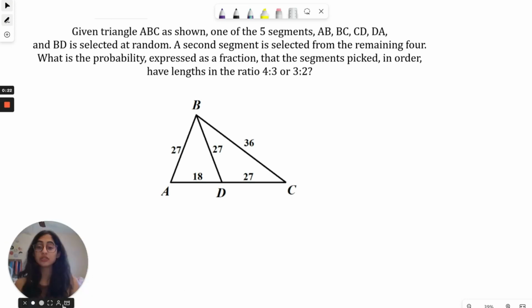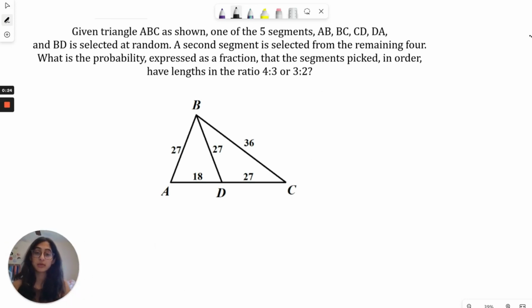So, first let's just look at how many ways we can get this ratio 4/3 or 3/2. The way I first want to look at this is, we have 3 different side lengths here. We have 18, 27, and 36. And this makes our lives so much easier. Let's look at 36 and 18. That's a 2-to-1 ratio, which is not any of these possibilities, so we don't have to worry about that.